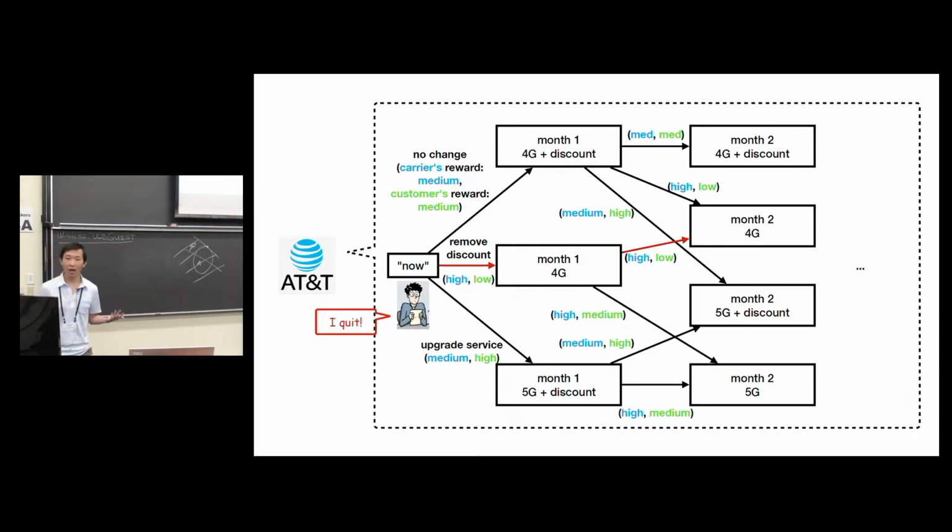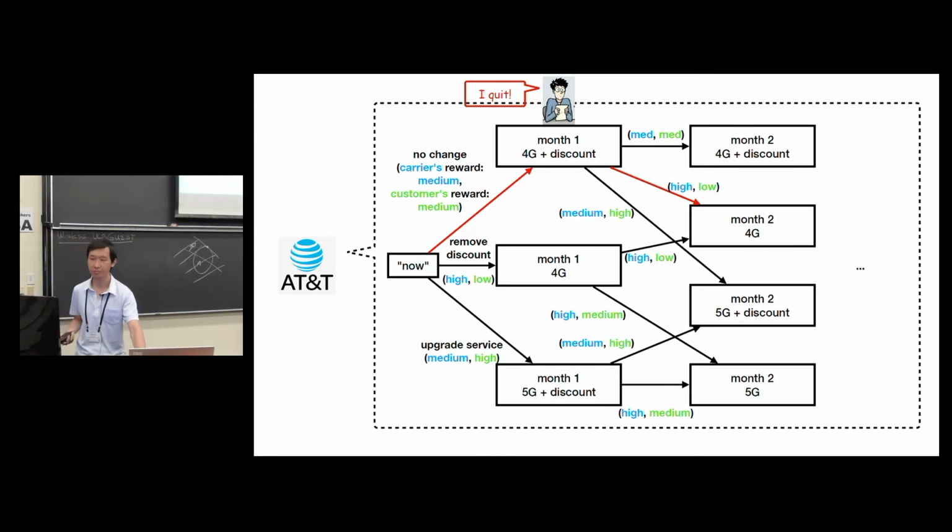And what about policies? Like here's one policy that the carrier could implement. Right? The carrier could remove the discount in the first month and keep the plan unchanged in the second month. So this is really not an attractive policy. So most likely the customer will just walk away right now. Another thing that the carrier could do is they could make no change to the plan in the first month and then remove the discount in the second month. So in that case, the customer probably is willing to stay in the program for precisely 1 month and then quit after that.